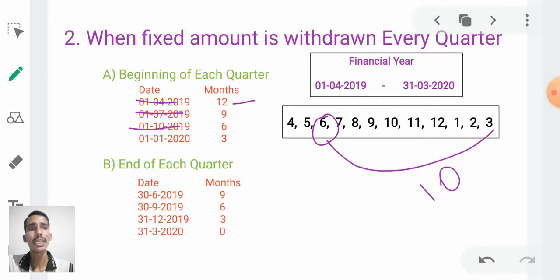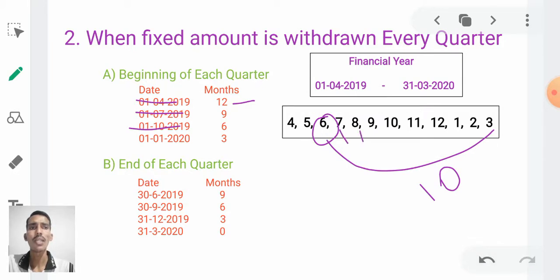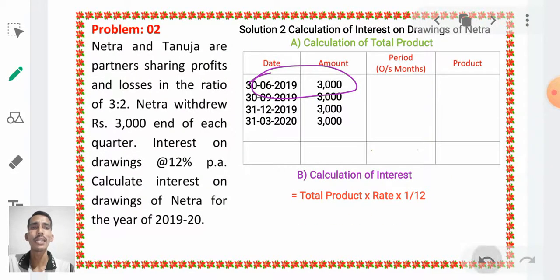Next we have to consider that we do not take this 6th month. Why should we not take that month? Because she has withdrawn at the end of the month. See here, 6th month ending date. Therefore she won't give the interest of the 6th month, because she has taken the amount at the end of the 6th month. Therefore we have to calculate these months from 7 to the ending. Is it clear? How many months will it be? 1, 2, 3, 4, 5, 6, 7, 8, 9, right. Just write here 9 months.